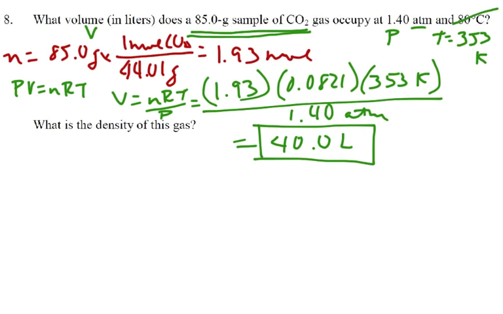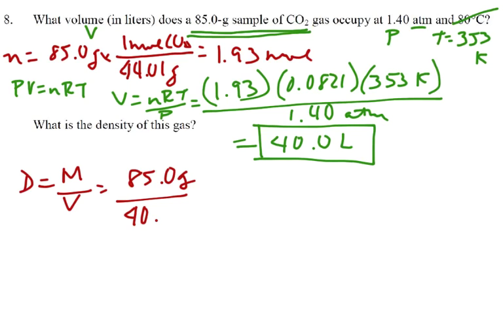Now, what's the density of this gas? Again, density is mass over volume. We know that the mass is 85 grams. We know our volume is 40 liters. So we can see we're going to get about 2, so 2.13 grams per liter as our density.